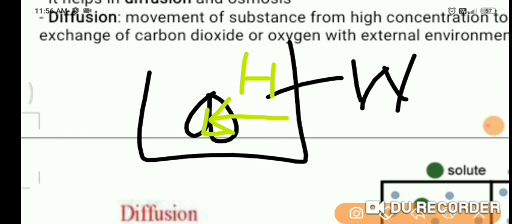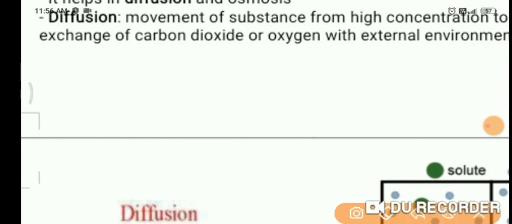So this is known as hypotonic solution. In this, water is also moving from higher to lower concentration, but it is moving inside the cell. Is that clear?